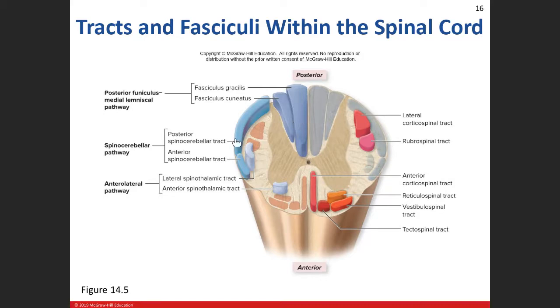And then on the sides here, we have our spinocerebellar pathways. That's going to be located here in the lateral funiculus. And then we talked about the anterolateral pathway, both the lateral spinothalamic tract and the anterior spinothalamic tract, both of these. Okay. I wouldn't worry about the rubrospinal tract and all that. Okay.